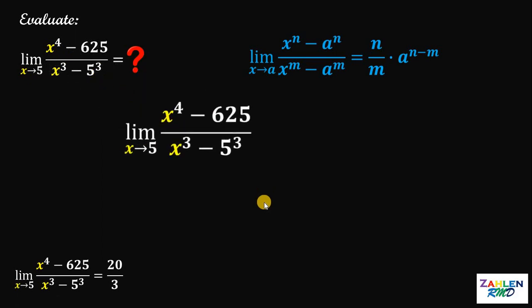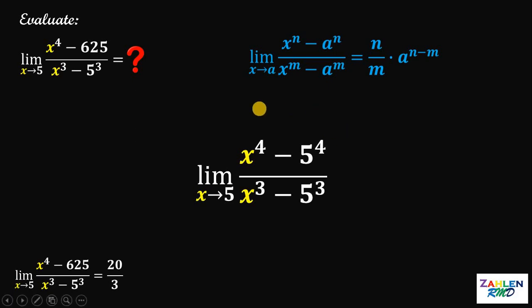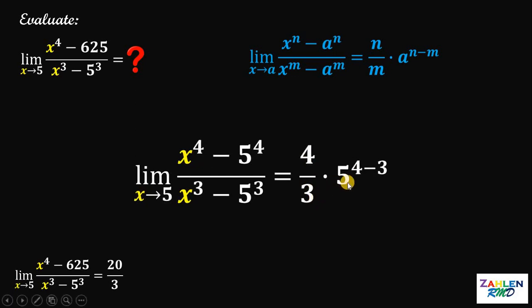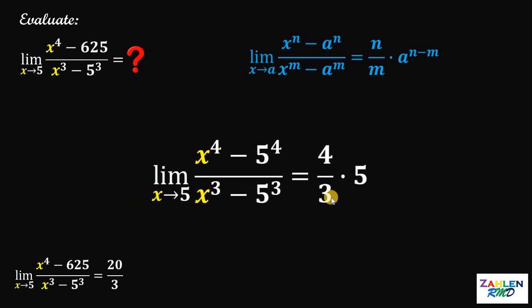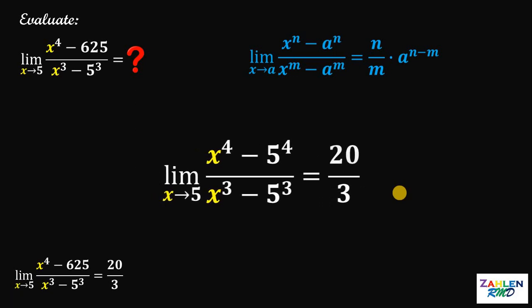Now, going back to our question, realize that 625 is 5 raised to the fourth power. Now, seeing this pattern in our limit, we can apply this shortcut. So, this is equivalent to n over m times a raised to n minus m. Now, in our given, n must be equal to 4, m must be equal to 3, and a must be equal to 5. So, this limit is equivalent to just 4 over 3 times 5 raised to 4 minus 3. Now, 4 minus 3 is just 1. So we have 4/3 times 5. And 4/3 times 5 will give us 20/3.